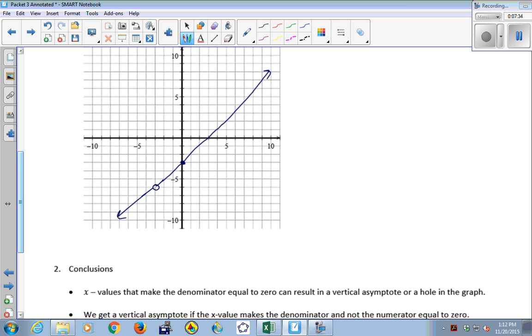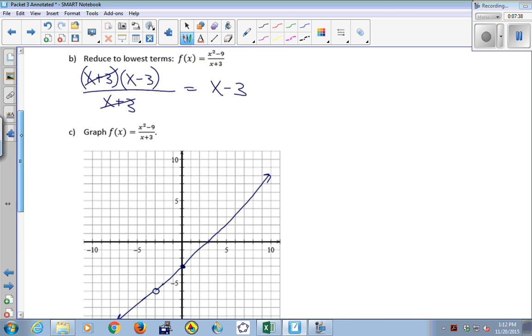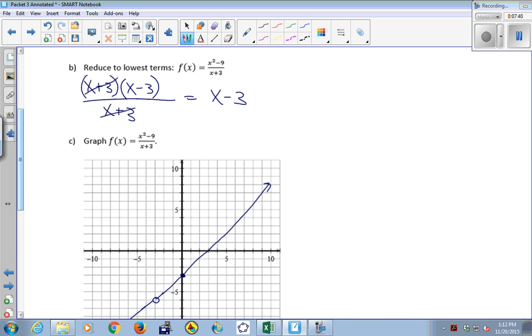Okay, so the reason we had a hole and not a vertical asymptote was because the x plus 3 is canceled. That is a common thing that always happens when you cancel something from the top and the bottom, right? That means you could not have plugged -3 in because you get a 0 in the denominator. And then when you cancel it, it ends up being a hole rather than an asymptote.